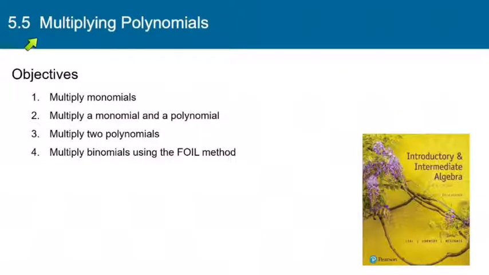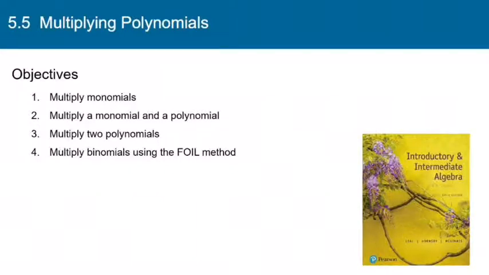Today we're in section 5.5 and we're going to be talking about multiplying polynomials. Specifically we're going to look at how to multiply monomials, then we'll multiply a monomial by a polynomial, and then we'll talk about how to multiply two polynomials together, and then I will show you what's called the FOIL method, which is just an alternate way of multiplying two binomials together.